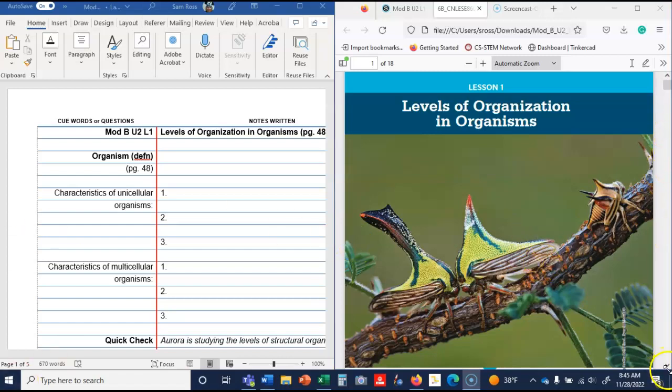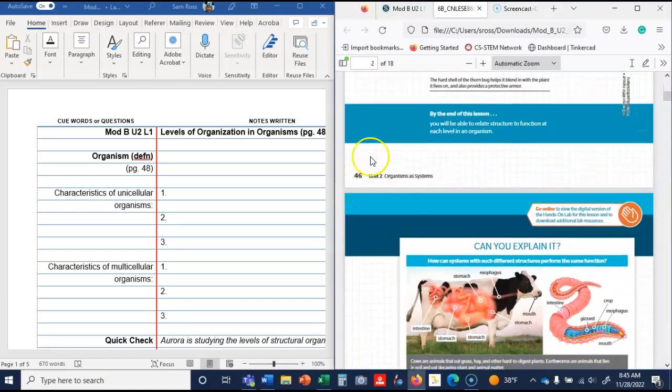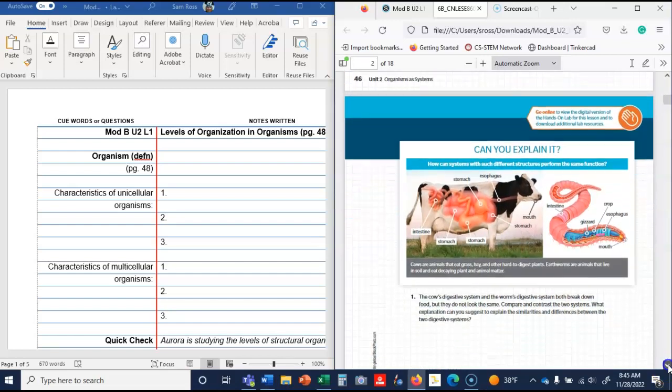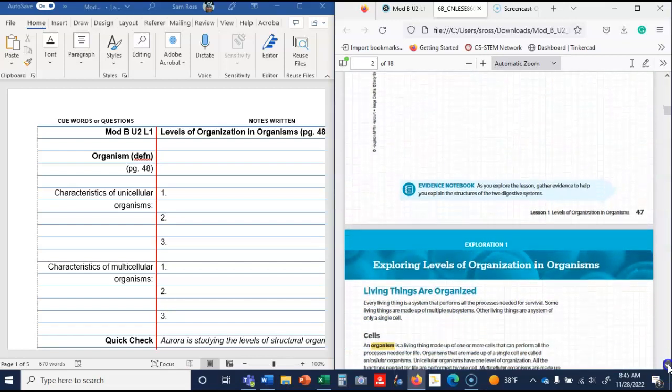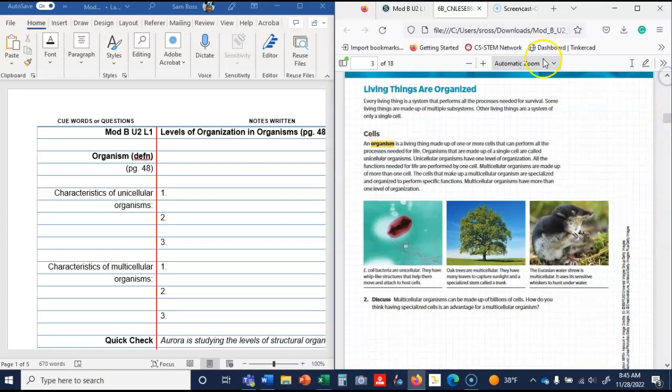Let's get into it. So here's the student book on the right-hand side, and we need to get to page 48. We're currently at page 46. So that's going to be 47, and that's going to be 48. I'm going to make that a little larger because I'm old.